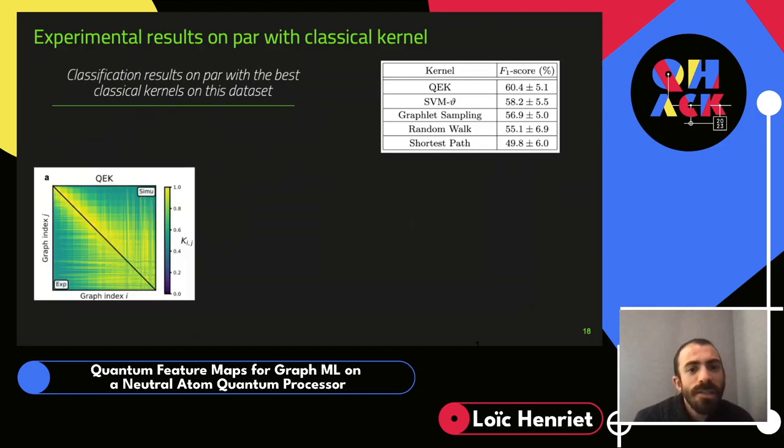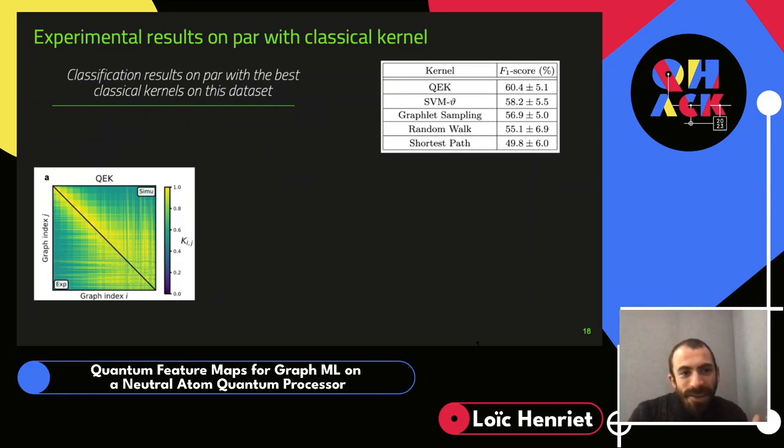Then we wanted to understand a bit better how the kernel behaved. What were its characteristics? To do so, we can have a look at the kernel matrix. At position i, j of this matrix, you'll find the value of the kernel between graphs indexed by i and j. Yellow color means large similarity between graphs, and blue color means low similarity between graphs.